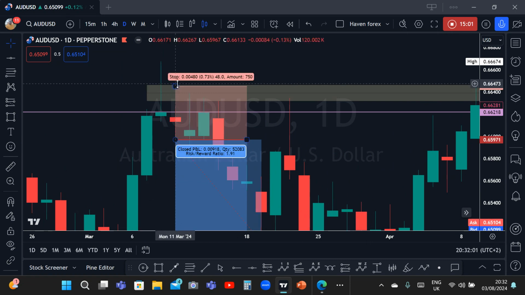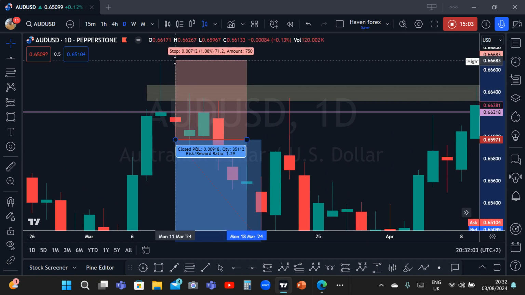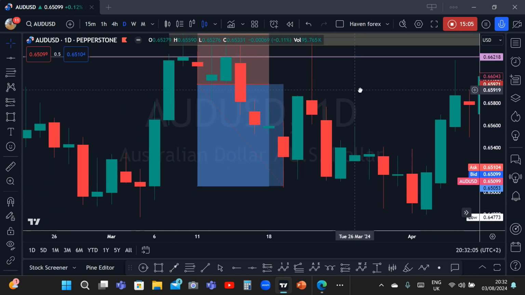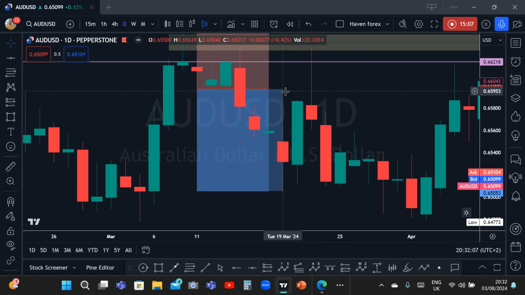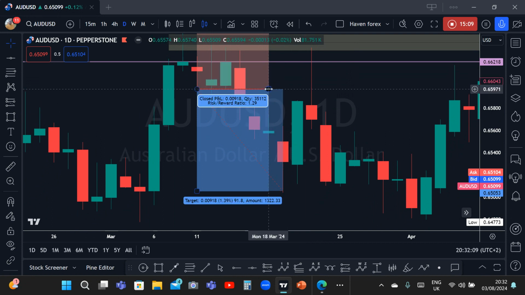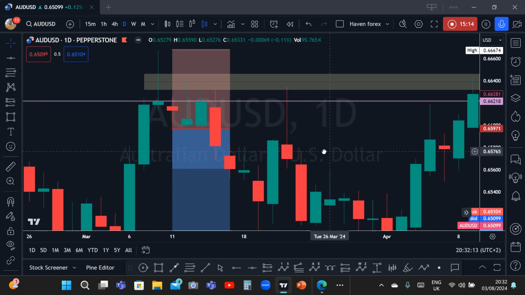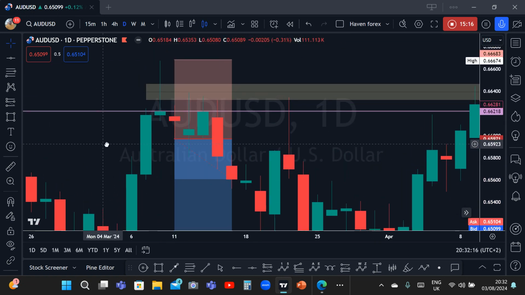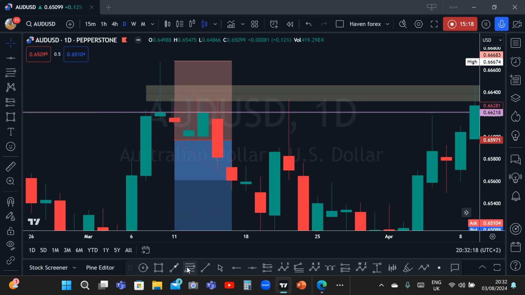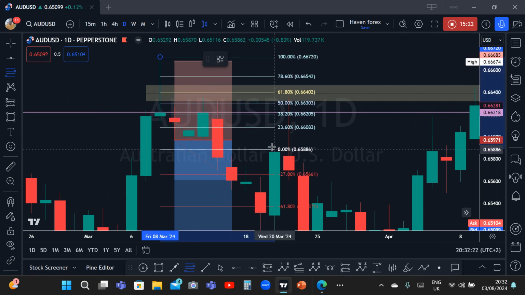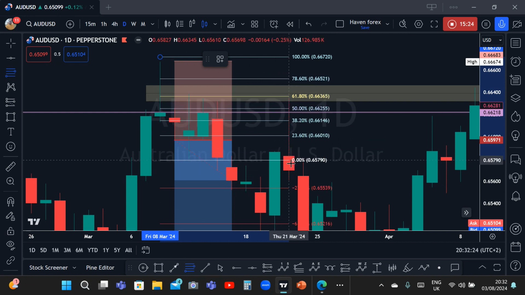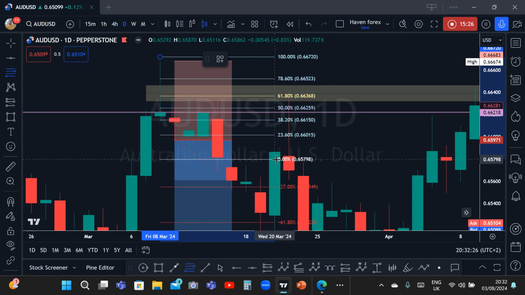Now, there's another way you can determine where to put your stop loss and where to also put your take profit, and that is by bringing your Fibonacci tool that I've already taught us. Bring it because here there was a reversal. There was a reversal here. Bring it here like as it is.